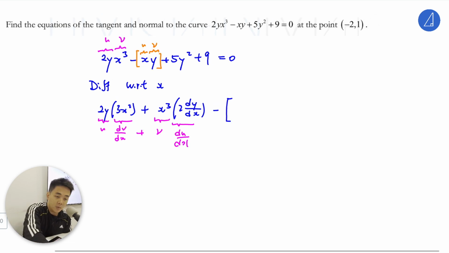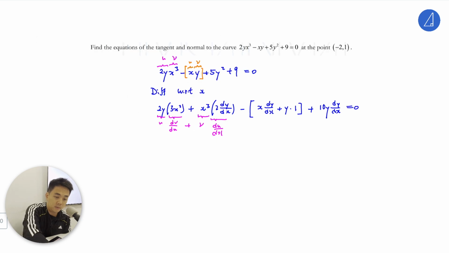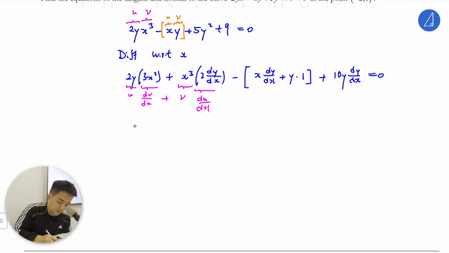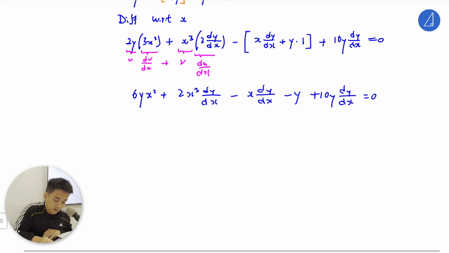Similarly, let me just label for you. This is uv. So keep the one on the left, differentiate the one on the right, plus keep the one on the right, differentiate the one on the left, plus 10y dy/dx. Differentiate 9 is just 0. In this case here, you get 6yx squared dy/dx equals to 0. Okay, what I can do is I just make dy/dx the subject.